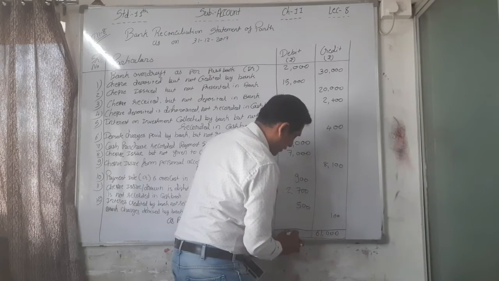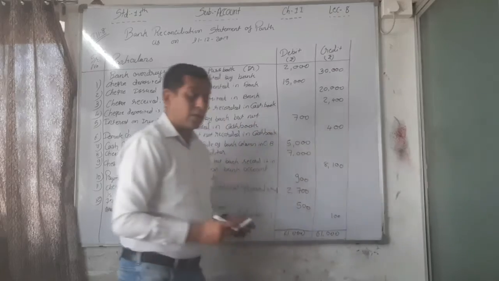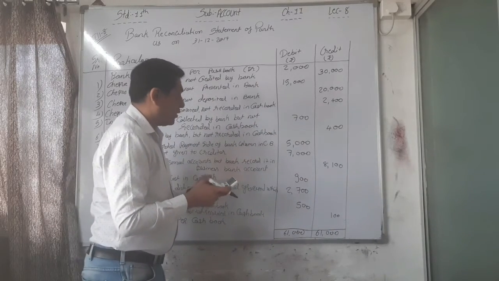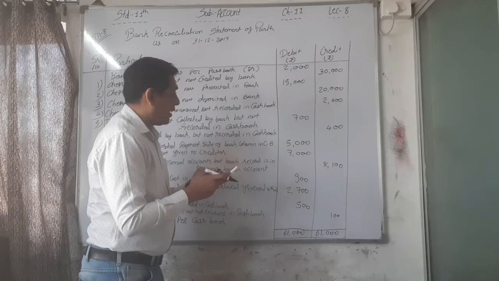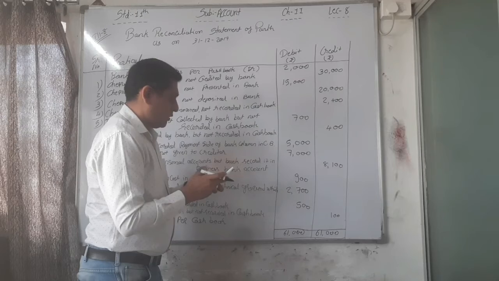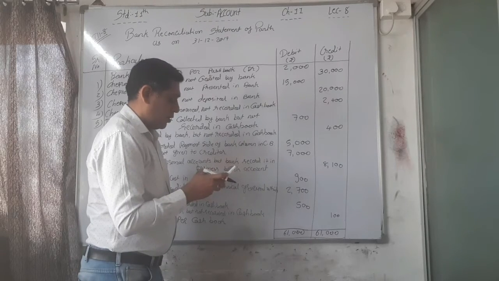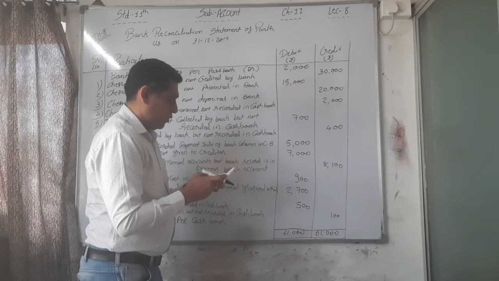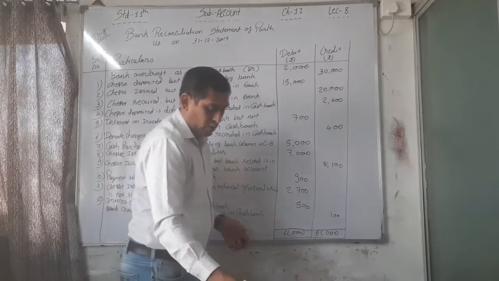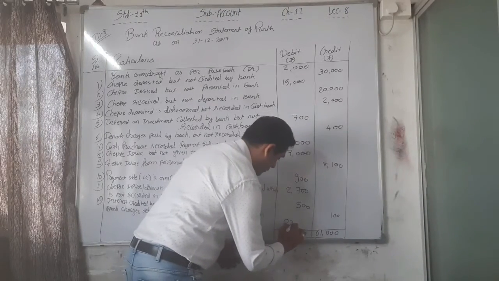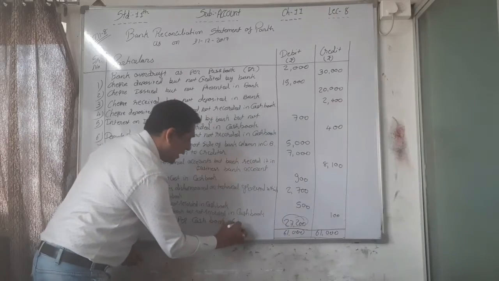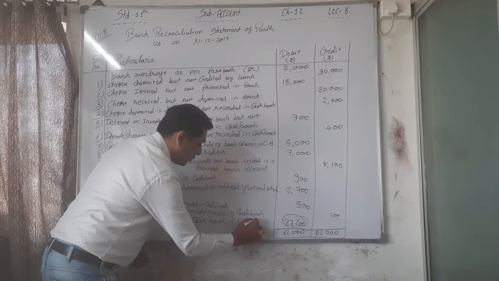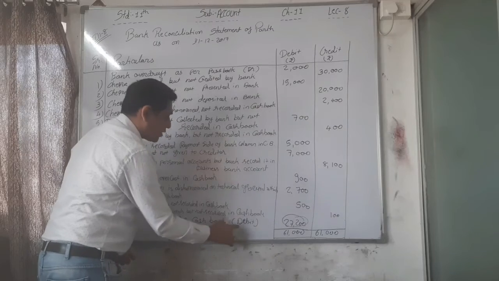And we have to record that 61,000 on the credit side, debit side also. Now subtract all this amount from this: 2,000 minus 15,000 minus 700 minus 5,000 minus 7,000 minus 900 minus 2,700 minus 500. So 27,200. Now this one on which side? Debit side, as per cash book, debit.